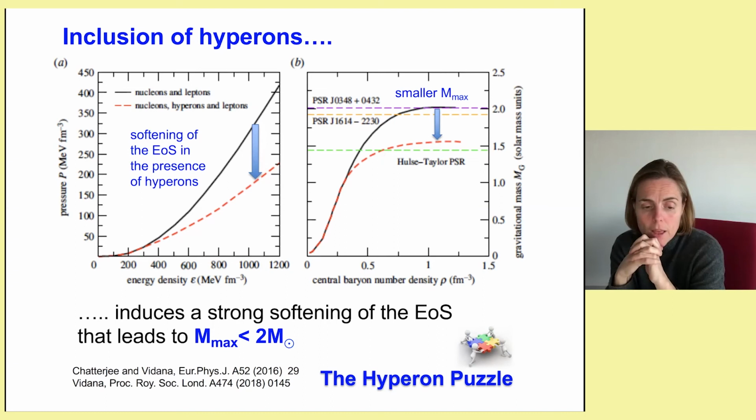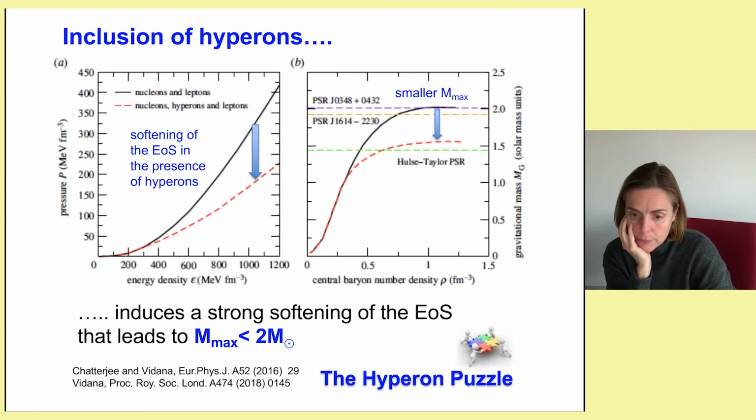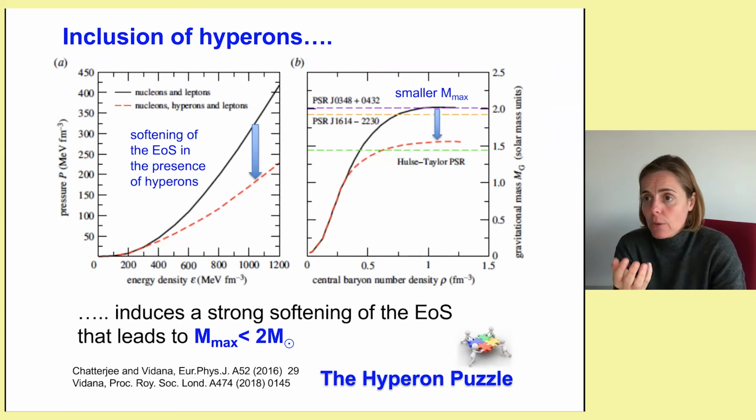This is the famous hyperon puzzle in the sense that if we have any softening of the equation of state because hyperons appear, and then we have lower masses, so we assume we have hyperons, okay? We think we have hyperons because energetically it's probable to have them. So now if we have them, you will have a softening. But how do we solve this? Because there are observations of two solar masses, okay?